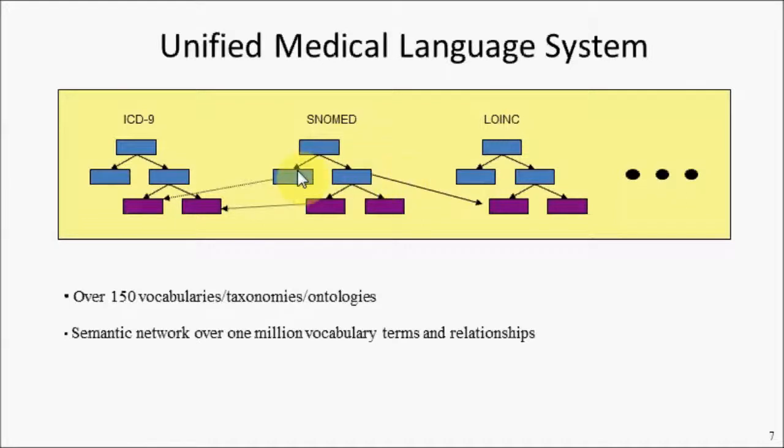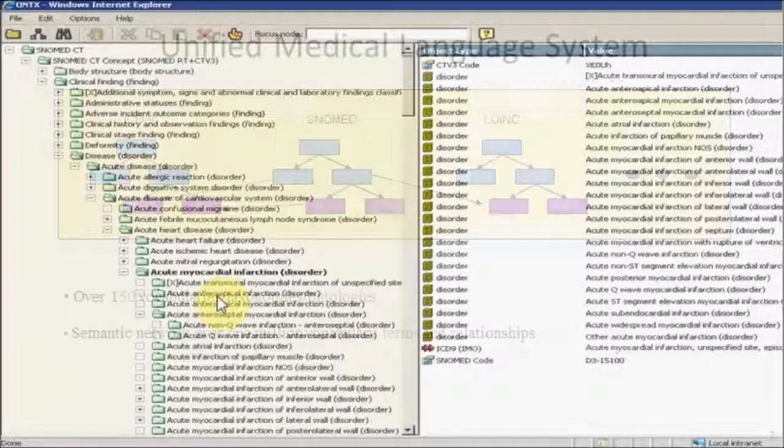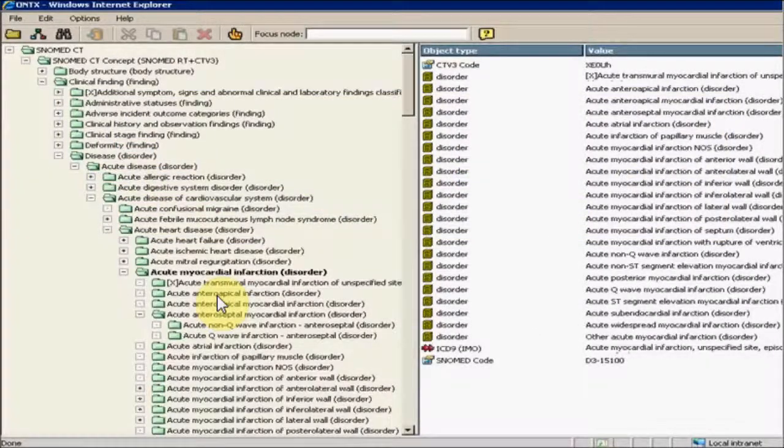And you can see in this diagram that, in fact, nodes in one vocabulary potentially point to nodes in another vocabulary. Here's a closer look at the SNOMED vocabulary in a tool here. And we see SNOMED here, the root at the top here. And it turns out there are over 400,000 vocabulary terms associated with the SNOMED ontology.